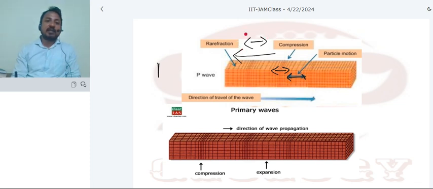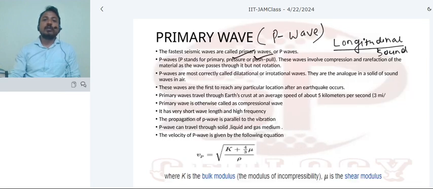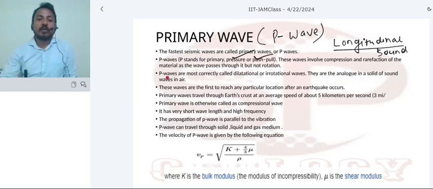It will vibrate in the direction of propagation. Then P waves are called dilational or irrotational waves. P wave is called dilational because it can change the volume. But there is no rotation, the vibration is nearly straight, so it is a kind of irrotational wave, and it is analogous to sound.